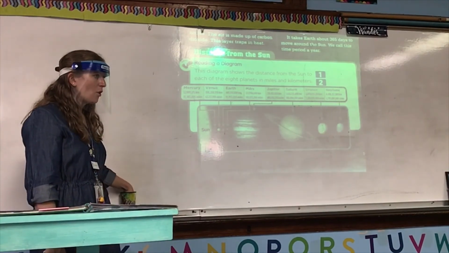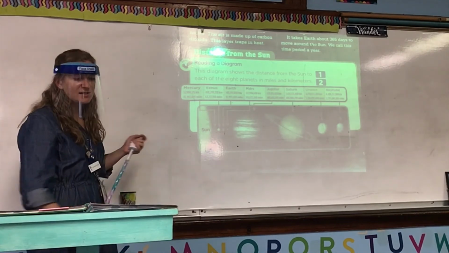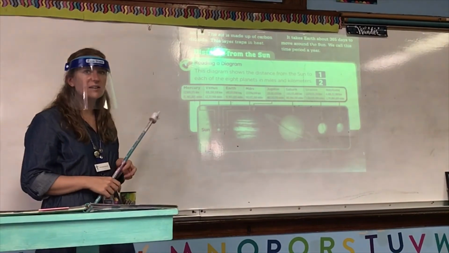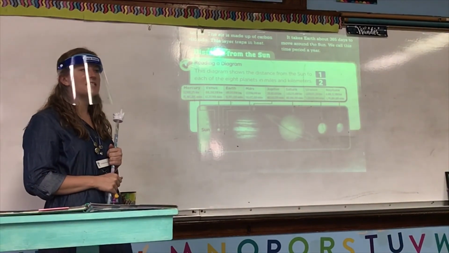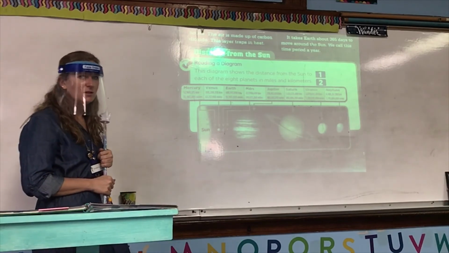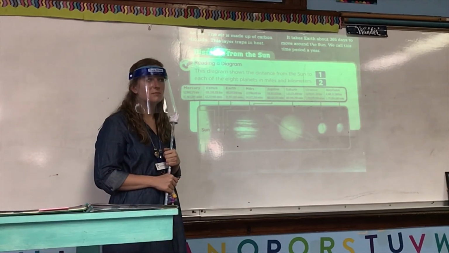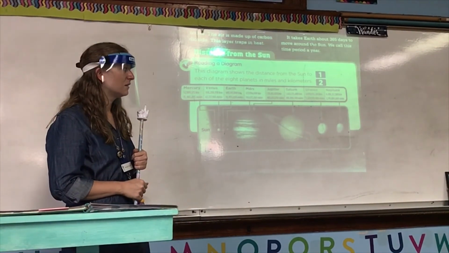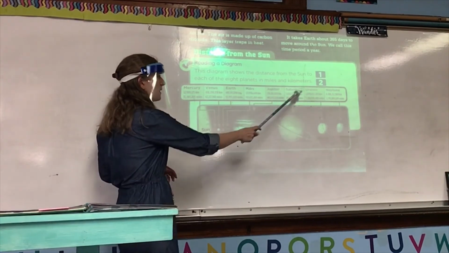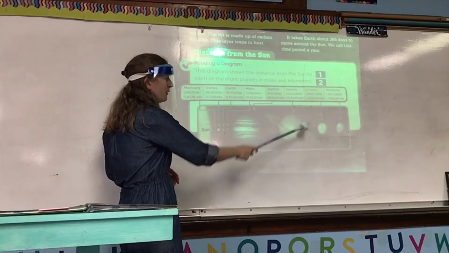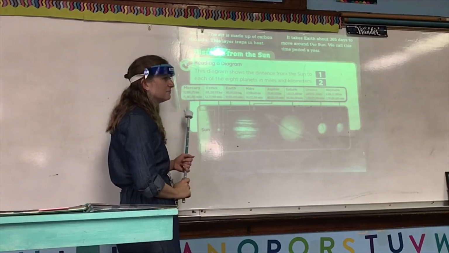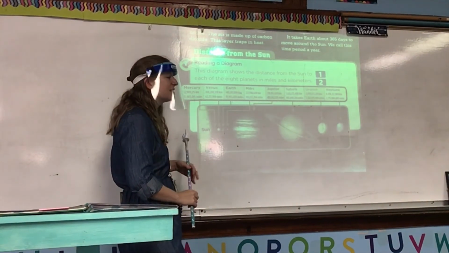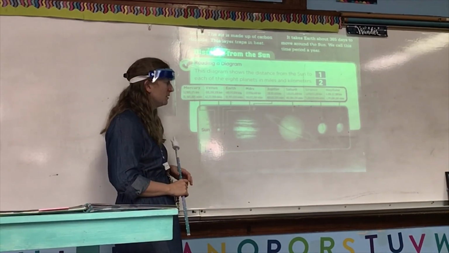Now, how many kilometers is Saturn from the sun? First, you're going to tell me exactly how to find the answer. Zadie? You look at the diagram where it says Saturn, and it'll say kilometers. And then how do I know which of these planets is Saturn? The arrow. I follow the arrow. Very good. So, Zadie, how many kilometers is Saturn from the sun?